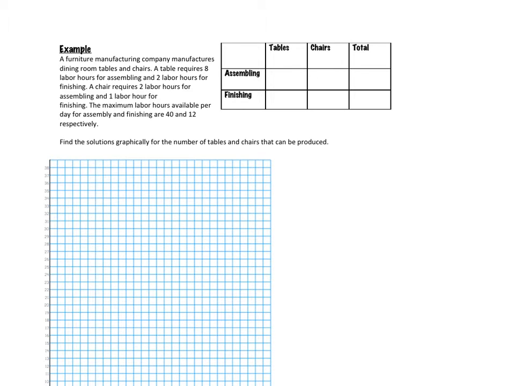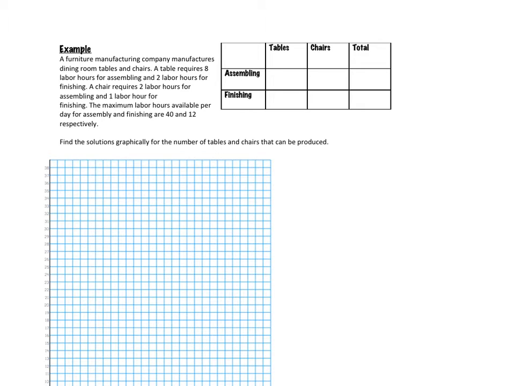So here we have a furniture manufacturing company that manufactures dining room tables and chairs. A table requires 8 labor hours for assembling and 2 labor hours for finishing. A chair requires 2 labor hours for assembling and 1 labor hour for finishing. The maximum labor hours available per day for assembling and finishing are 40 and 12 respectively.